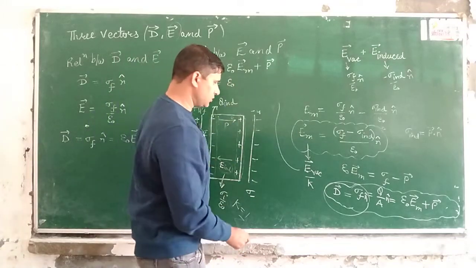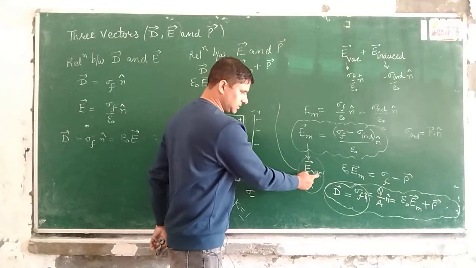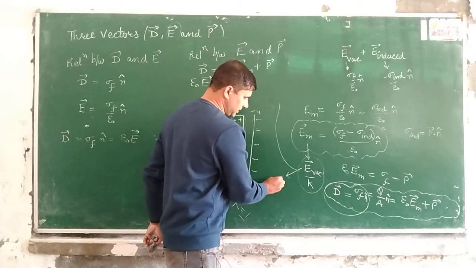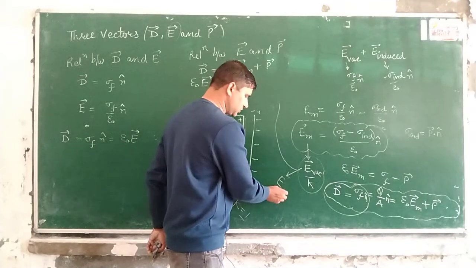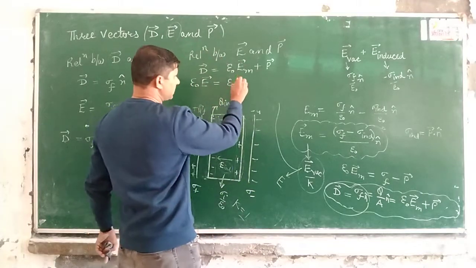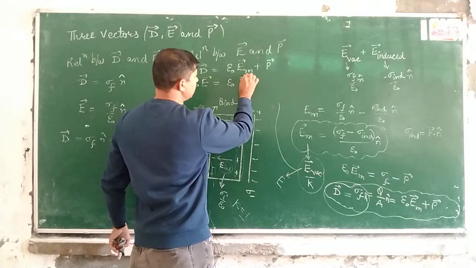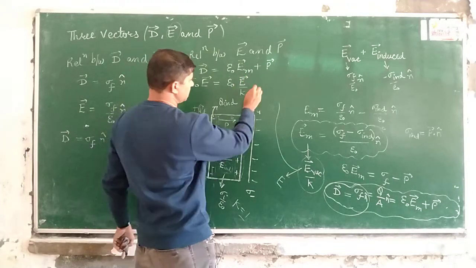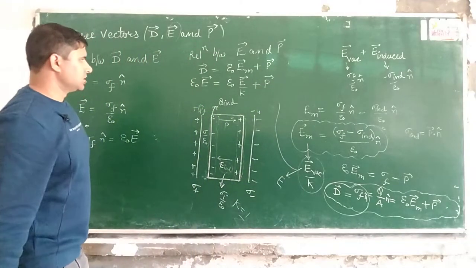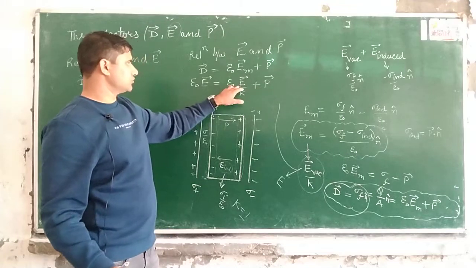So how can you write E_m? You see here, this is E in the vacuum divided by K. E in the vacuum I have taken as E, or in some books you will find it as E node, so don't get confused. So I am writing here E divided by K, and then we have vector P. So in this way you can find the value of P in terms of E.